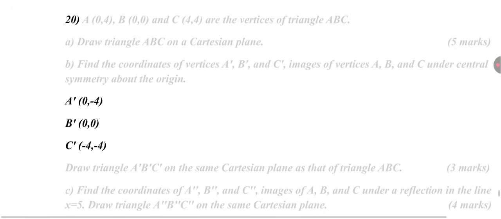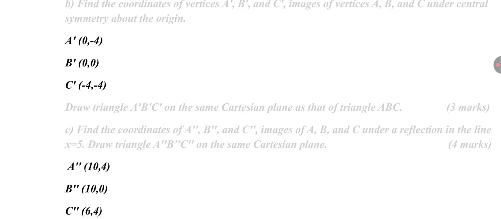There is number 20, transformation. We have the Cartesian plane, the coordinates A, B, and C as the vertices of triangle ABC, and we ask you to draw ABC in a Cartesian plane, and then we have to find the A image, B image and C image under the central symmetry about the origin. Then you get those coordinates, and you have to draw A image, B image, and C image on a Cartesian plane, and find the coordinates of B double prime, A double prime, and C double prime, the image of ABC under a reflection in line x equals 5, and draw that image.